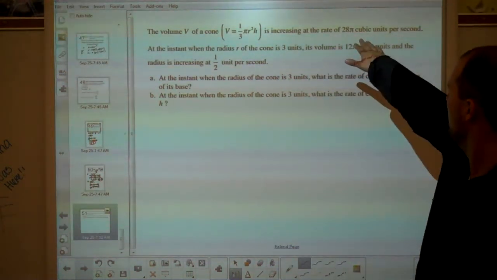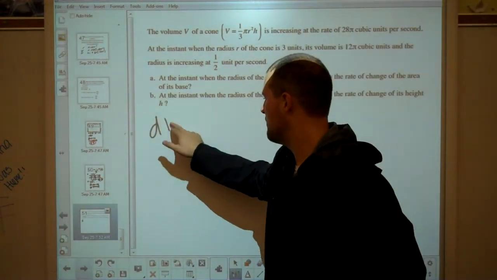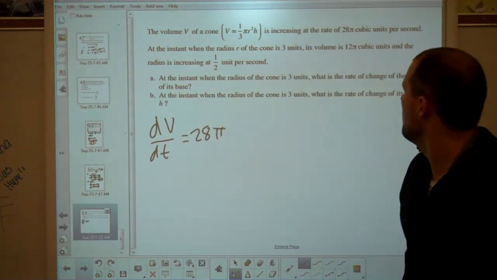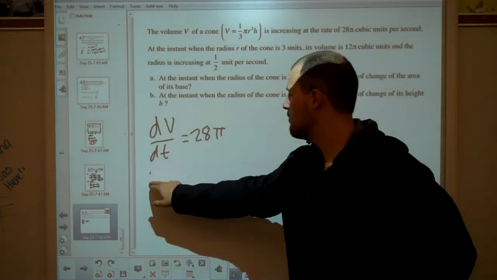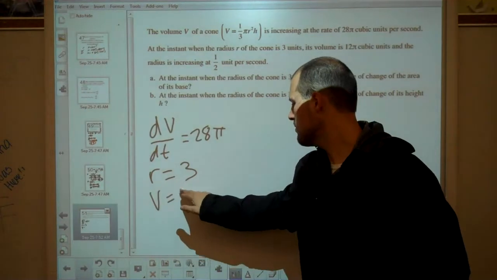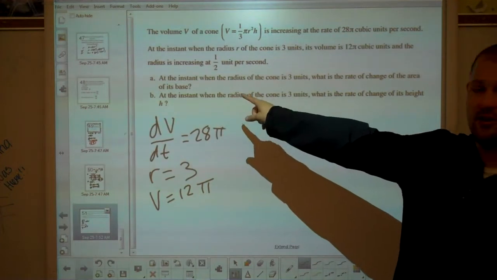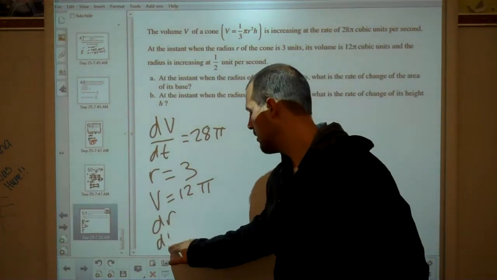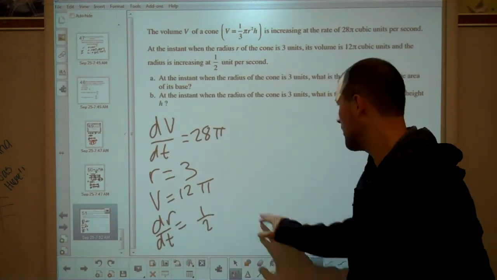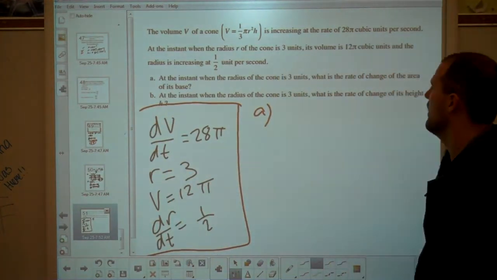So the volume is increasing at a rate of 28 pi cubic units per second. Pause. Volume is increasing. That's a derivative. dV/dt equals 28 pi. Let's keep going. At the instant when the radius is 3, r equals 3, the volume is 12 pi. And the radius is increasing, that's a derivative, so dr/dt equals 1/2. Awesome, so we've plucked out all the information. I'm just going to box that off for right now, and then we're going to try to answer the question that's asked.